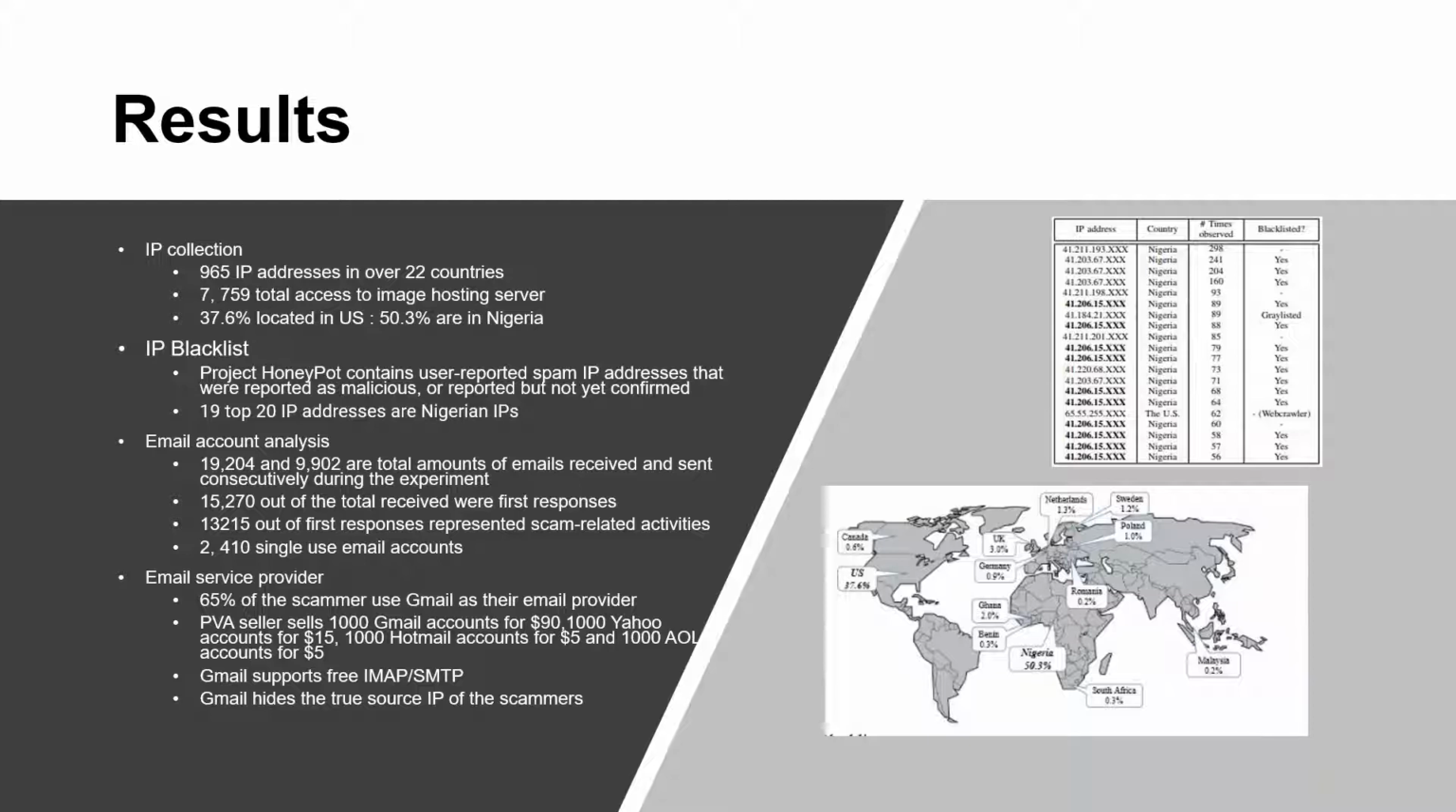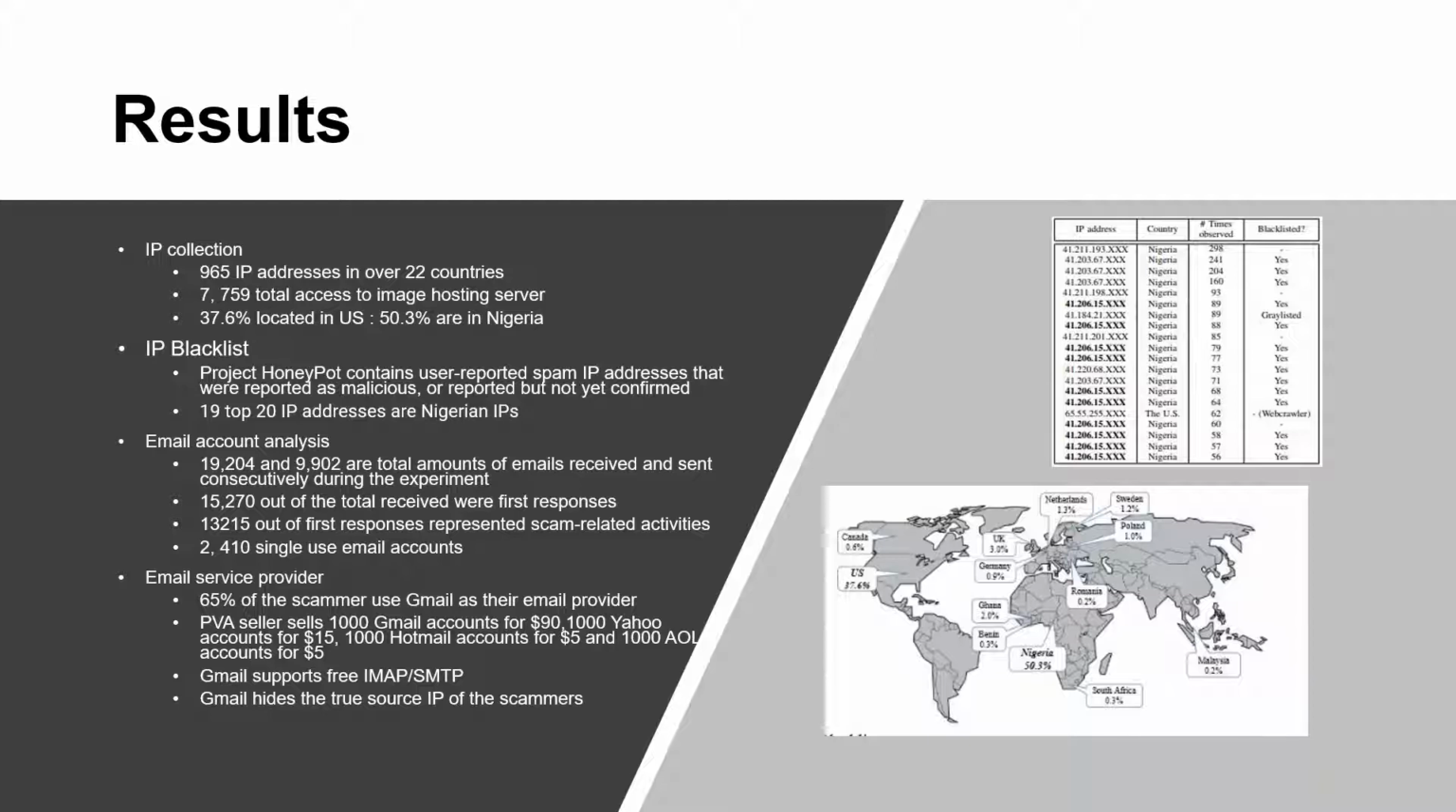The widespread use of Gmail correlates to the prices of bulk email accounts on the black market. Many phone verified accounts, or PVA, sellers on the black market sell Gmail accounts for a price higher than any other emails such as Yahoo or Microsoft. For example, a PVA seller sells 1,000 Gmail accounts for $90, 1,000 Yahoo accounts for $15, 1,000 Hotmail accounts for $5, and 1,000 AOL accounts for $50. Despite Google being more expensive, scammers use it the most.